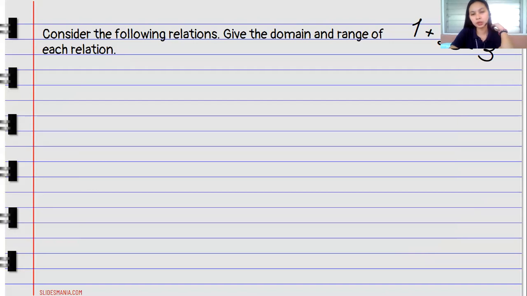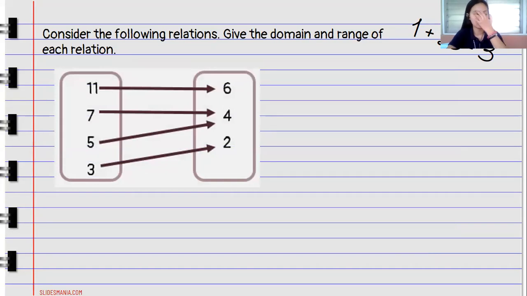So consider the following relations. Give the domain and range of each relation po. Ayan. Like for this one. Sige nga po. Can you give me or can you identify the domain and range of each relation? For this given relation po. Ano kaya ang domain nito? And ano naman kaya ang range?